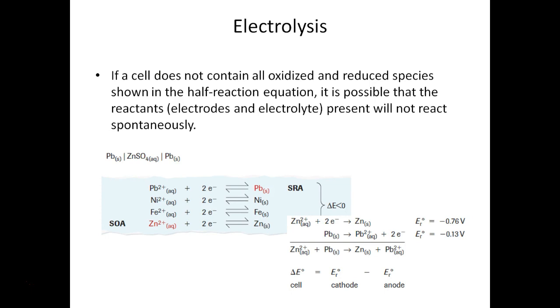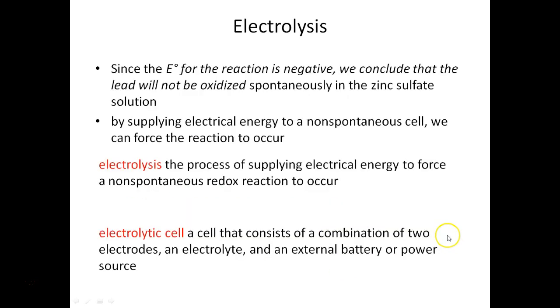So if we look at, for example, the combination of two lead electrodes placed into a solution of zinc sulfate, when I look at my entities present, I see that my strongest oxidizing agent is my zinc ion, and my strongest reducing agent is lead solid. My strongest oxidizing agent is below my strongest reducing agent, so I will not get a spontaneous reaction. And I can see this if I put the half reactions together for the two of them. I end up with an overall negative cell potential.